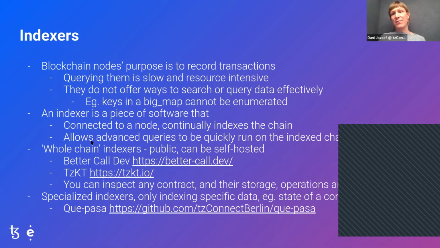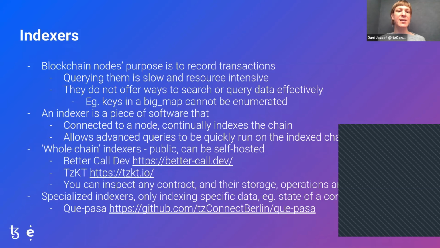There are two types of indexers in Tezos, and there are whole chain indexers, which are deployed publicly. So you can go to these websites and it's running, similar to Etherscan, for example. But these are open source software that you can self-host as well. These index literally the whole chain from the beginning and give you access to all the smart contracts, all their storage, all operations, all balances. And sometimes this is overkill, especially if you want to self-host.